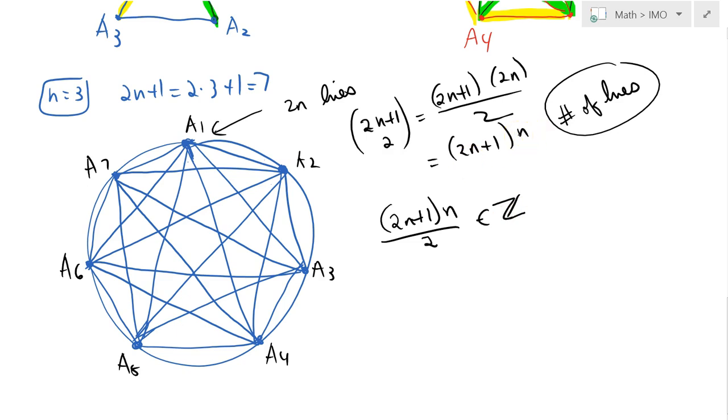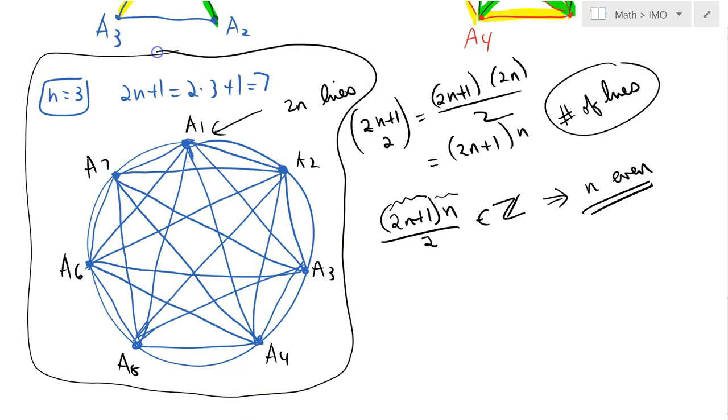Half of these lines by symmetry must be one color and the other half must be the other color. So this number should be an integer. But look, 2n plus 1 is always an odd number. So therefore this implies n has to be an even number. So no wonder it's impossible to do this task whenever n is odd. So first of all, this establishes that n has to be even.